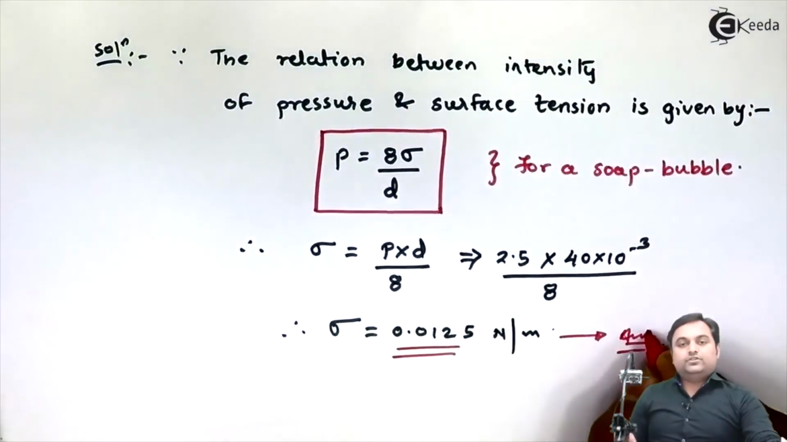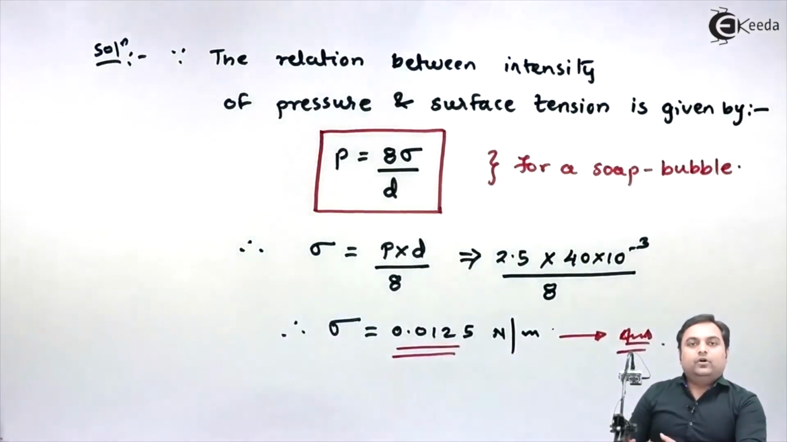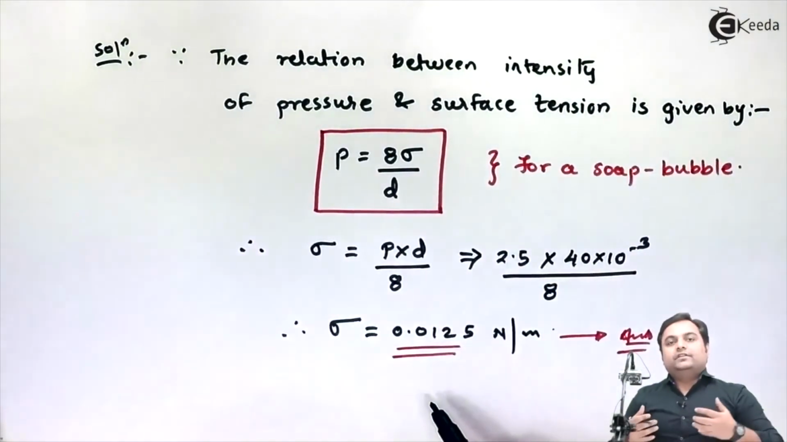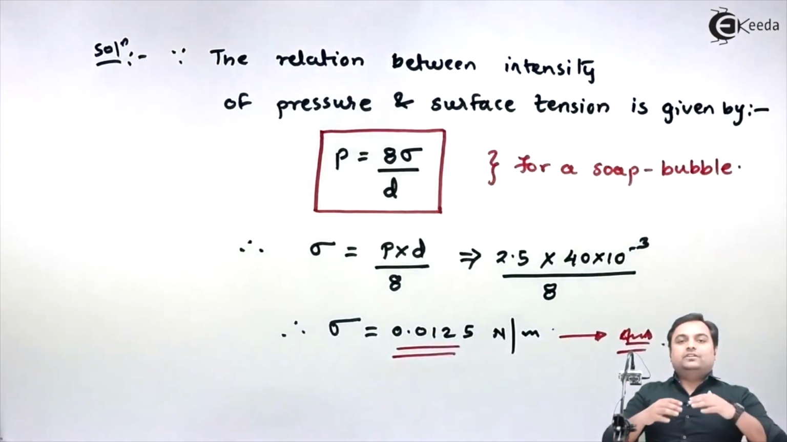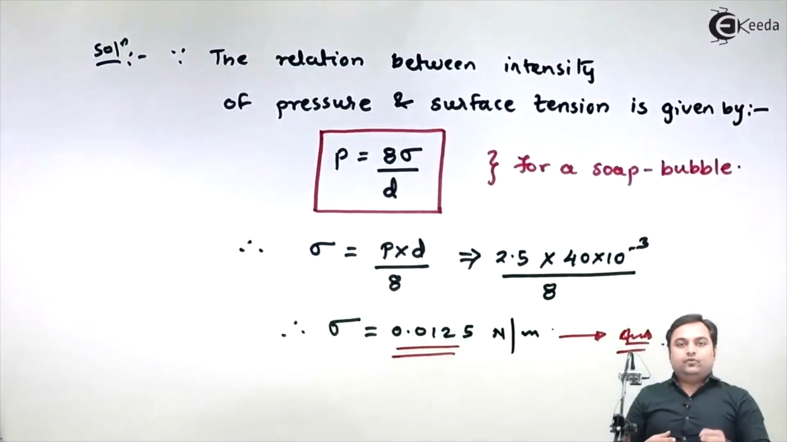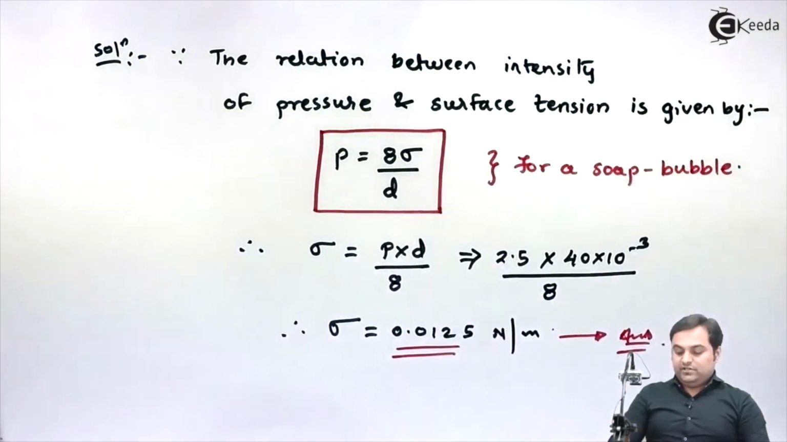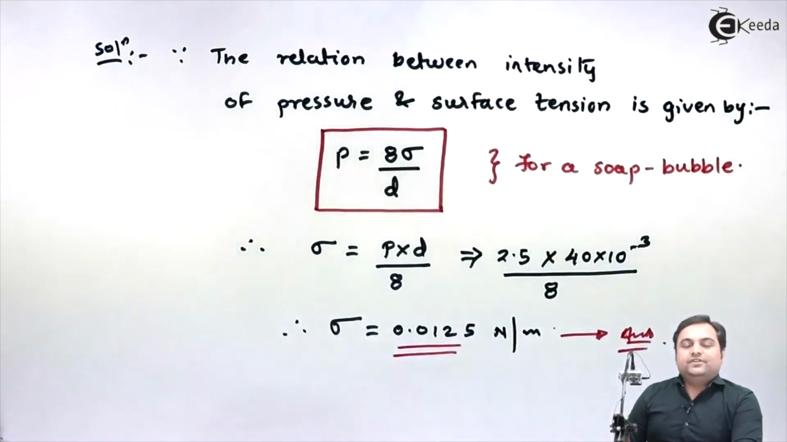It means the soap bubble which we have is having a surface tension, that is a tensile force acting over that soap bubble, which will try to keep that soap bubble in a stretched condition, and that force is nothing but surface tension. The answer is 0.0125 Newton per meter, and with this we complete the problem.